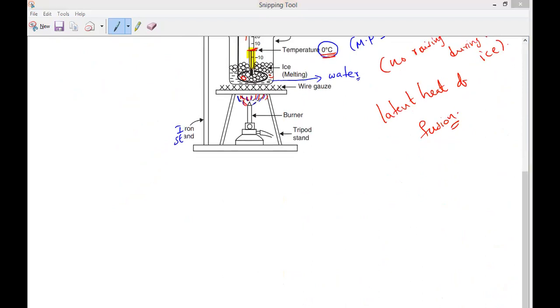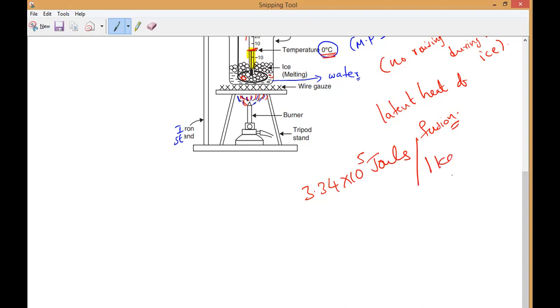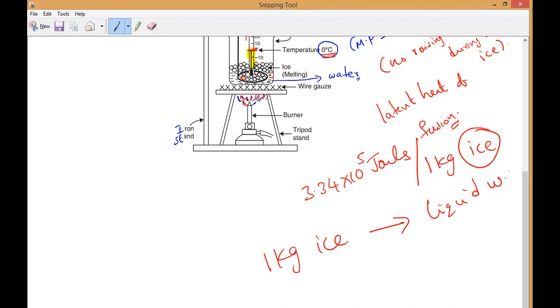If you take water, by experiments I am saying, it requires 3.34 into 10 power 5 joules per 1 kg of ice. Do you understand? So if you want to convert 1 kg of ice to liquid water, how much energy is required, guys? 3.34 into 10 power 5 joules. Do you understand, everyone? Please respond.